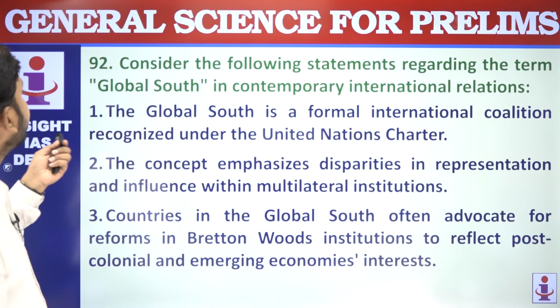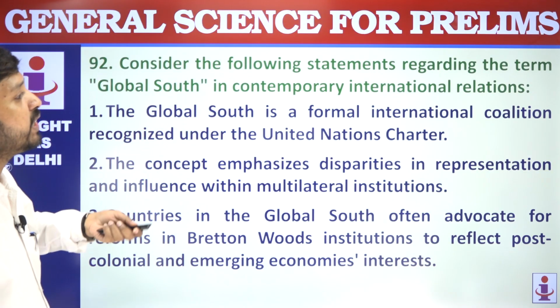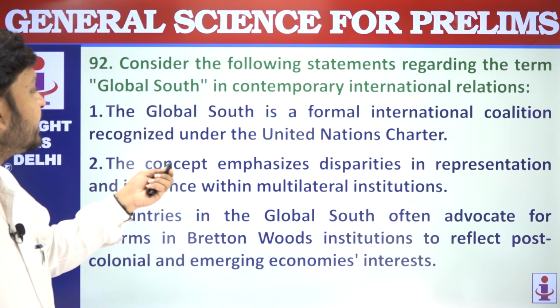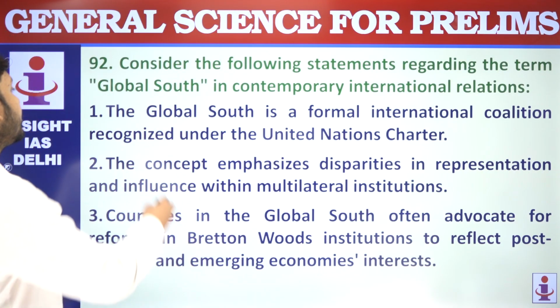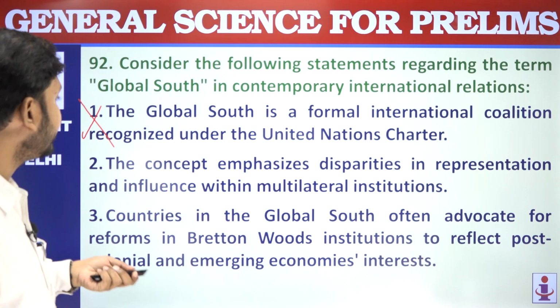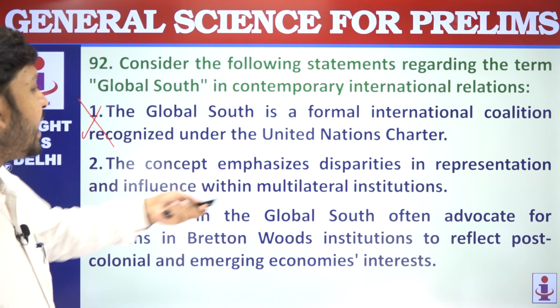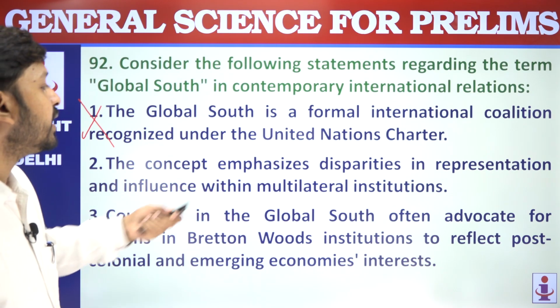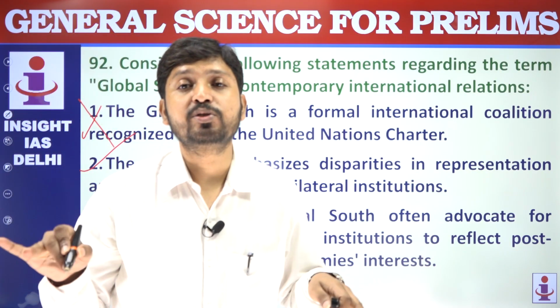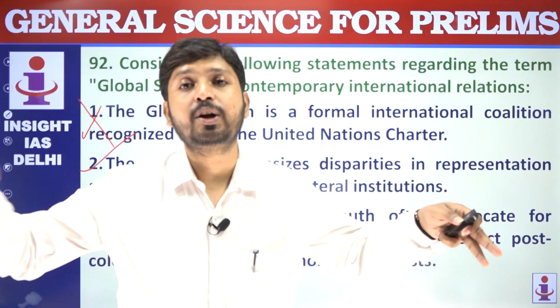Consider the following statement regarding the term Global South in contemporary international relations. The Global South is a formal international coalition organized under the United Nations Charter. No, it is not a formal group. It is a kind of informal or academic term that is used, and the concept emphasizes disparities in representation and influence within multilateral institutions. Yes, they want to talk about the disparities. They want to reduce the disparities that are there between developed and developing countries.